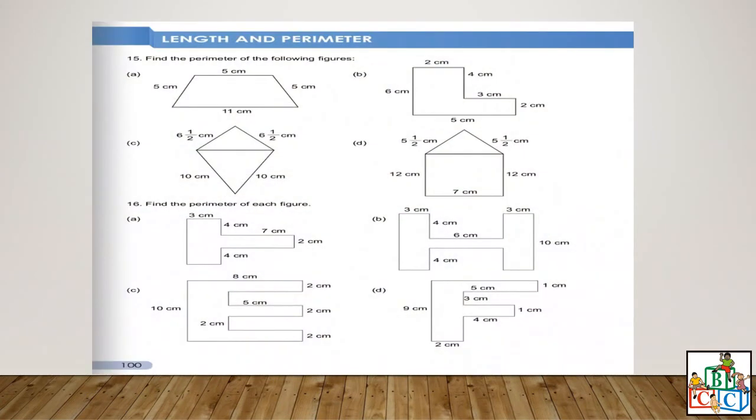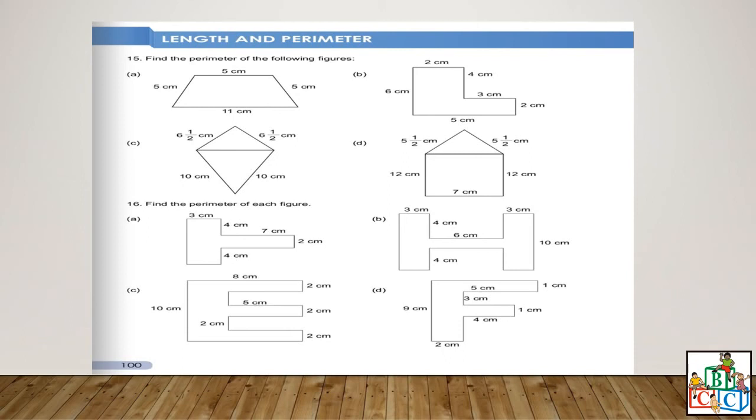Let us move on, page 100. For number 15, you have to find the perimeter of the following figures. All the numbers are given, so it's easy. You're going to find it and write the answers in your book itself. It depends if you're going to do it in your copybook or in your book.